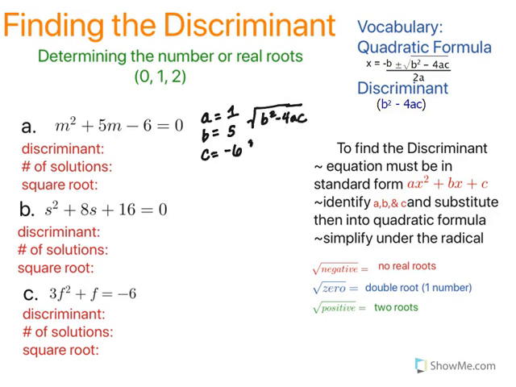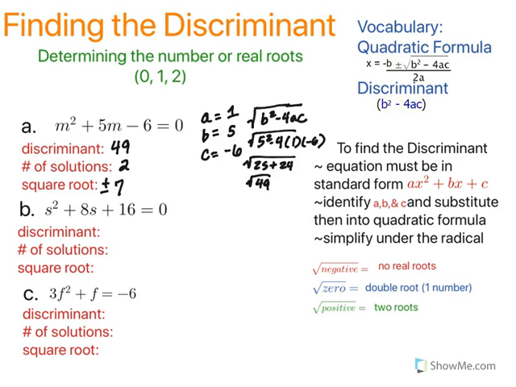So for b squared, we're going to have 5 squared minus 4 times 1 times negative 6. And let's simplify. 5 squared is 25, and when I do negative 4 times 1 times negative 6, we get positive 24. And if we were to combine those, that would give us positive 49. We're taking the square root of a positive number, so this would mean that our discriminant is 49, and that we would have two solutions. And the square root of 49 would be positive or negative 7.